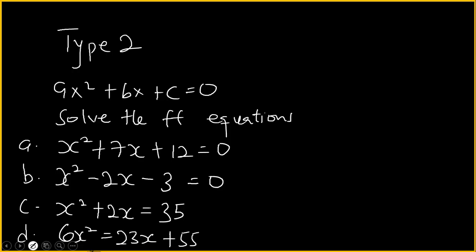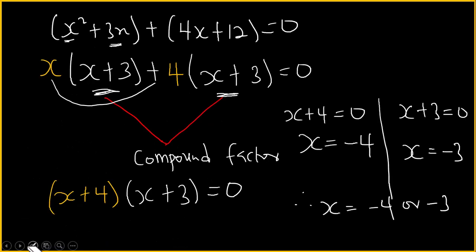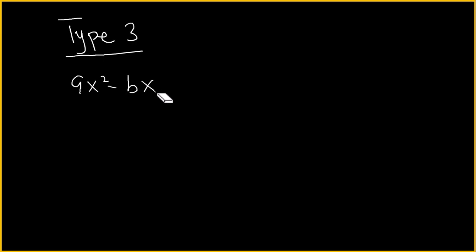The next type, the third type, still under the factorization method. So when our given equation is in the form ax squared minus bx is equal to 0, how do we solve this quadratic equation? So solve the following equation.